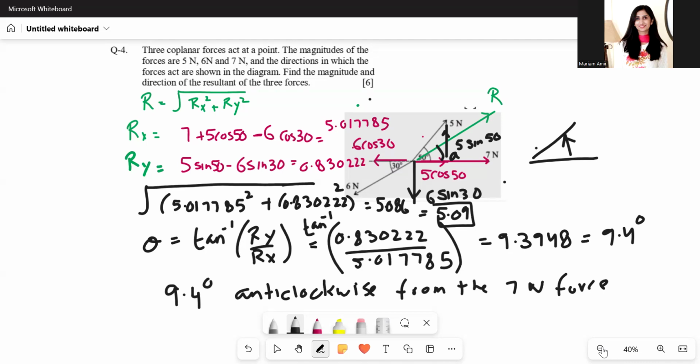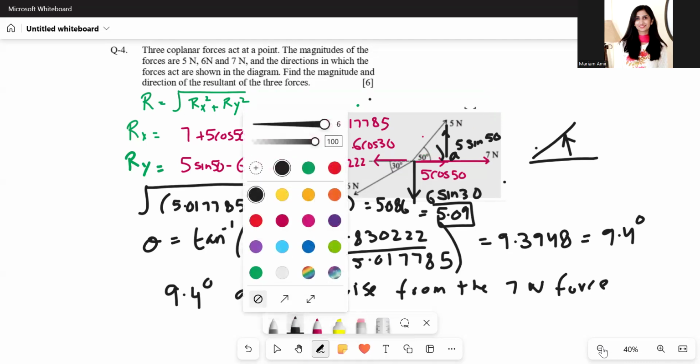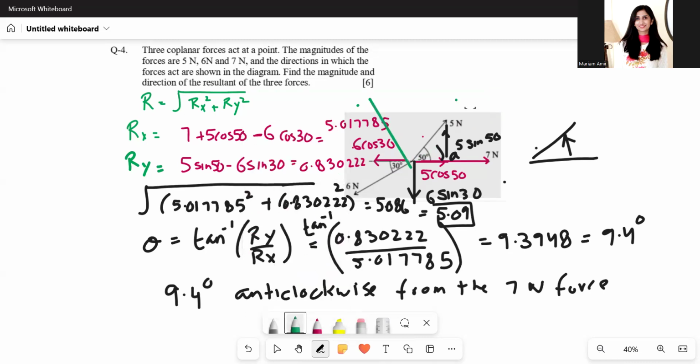Now, a common question that students ask here is how did we know that this R was here? Why can it not be here? Why can it not be in any other direction but the one I made? You figure out where R is through these resultant values. See, your Rx came out to be positive. If Rx is positive, that means it's this direction.